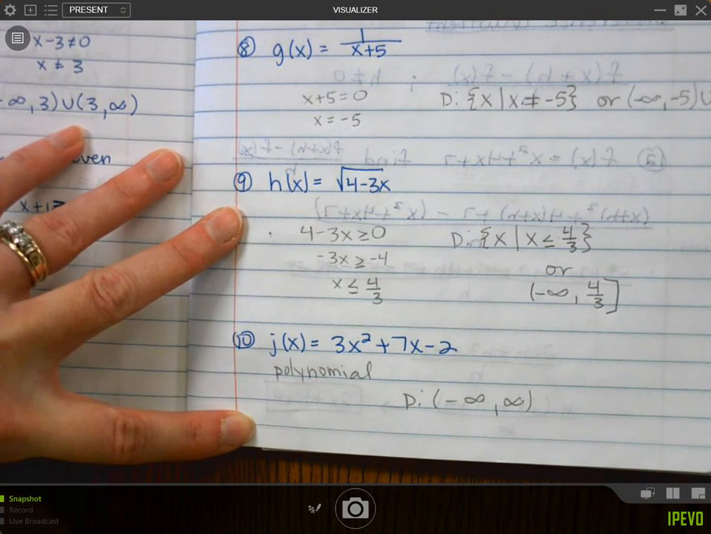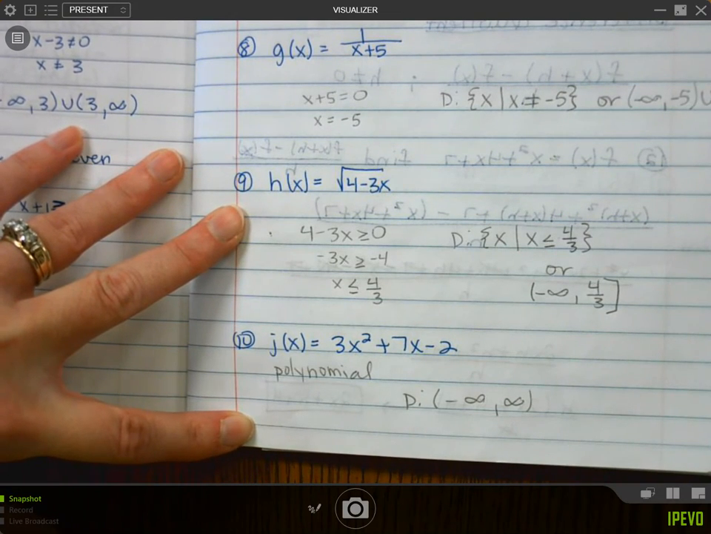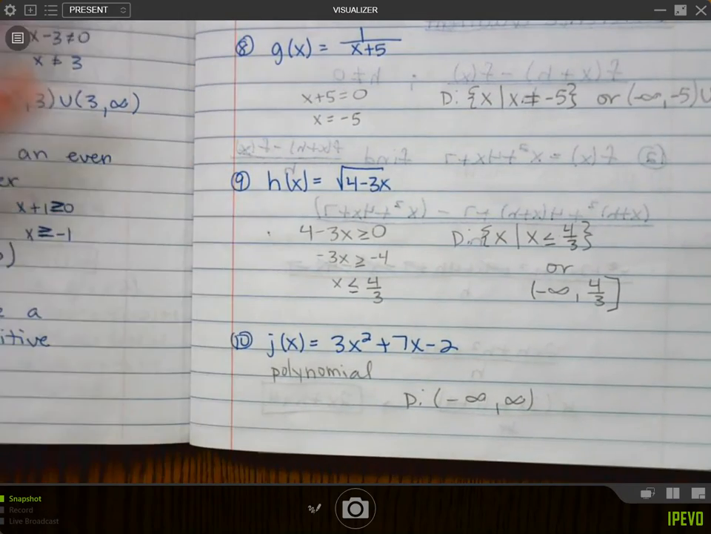It does not have a variable in the denominator. It does not have a variable under the radical. So there's no thinking involved. The domain is all real numbers.